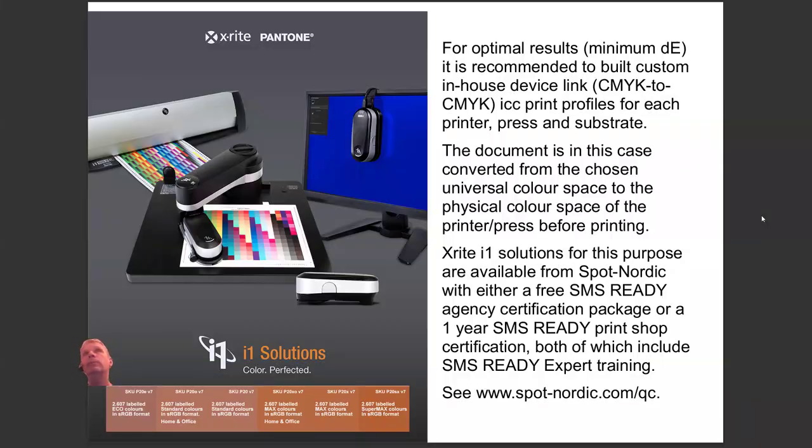For optimal results and a minimum delta E, which is of course what we always want, it's recommended to build custom in-house device link or CMYK to CMYK ICC print profiles for each printer, press, and substrate. The document is, in this case, converted from the chosen universal color space to the physical color space of the printer press before printing.